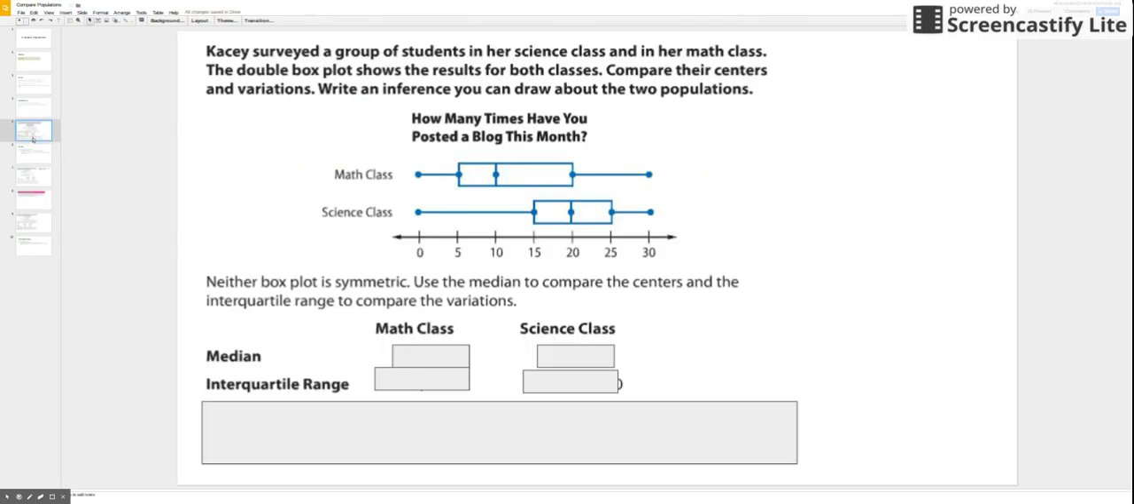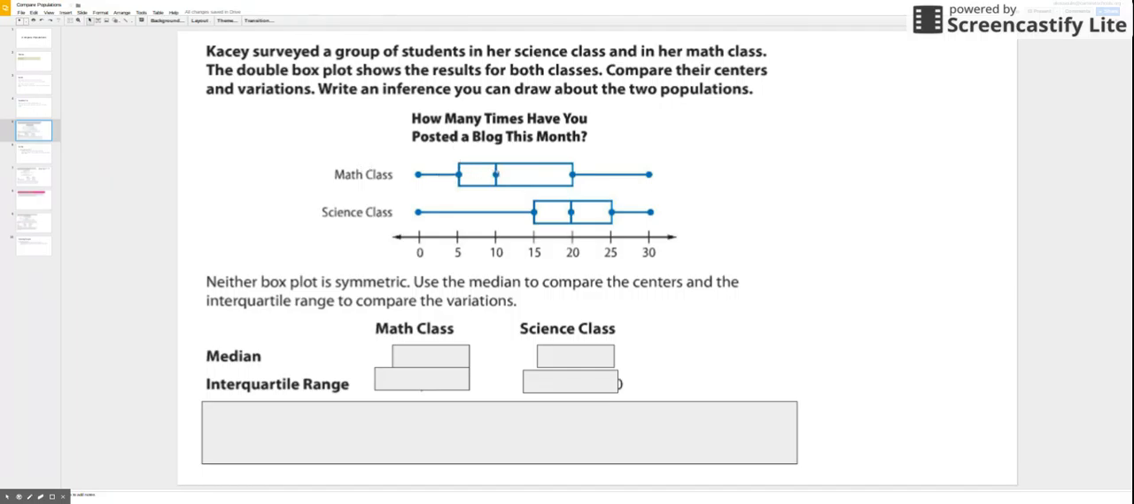So let's look at this. This is a double box plot here. Casey surveyed a group of students in her science class and in her math class. The double box plot shows the results for both classes. Compare their centers and variations. Write an inference you can draw about the two populations. All right, so how many times have you posted a blog this month?